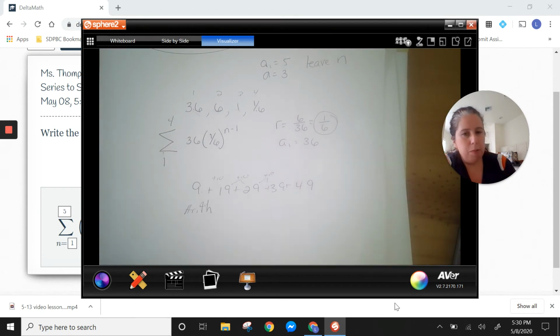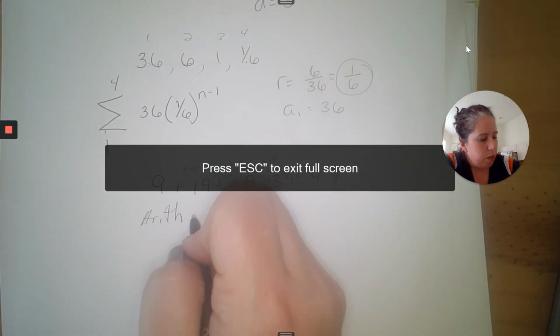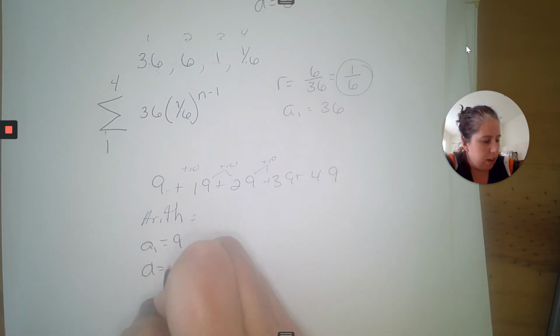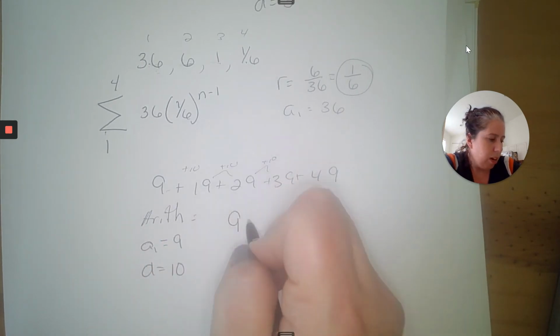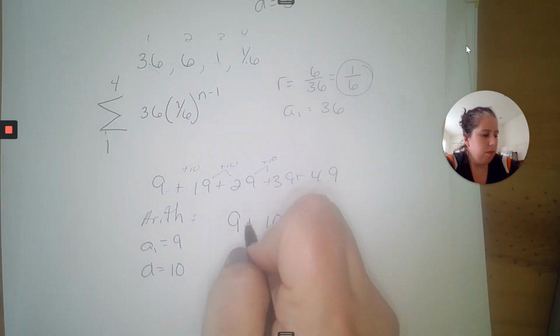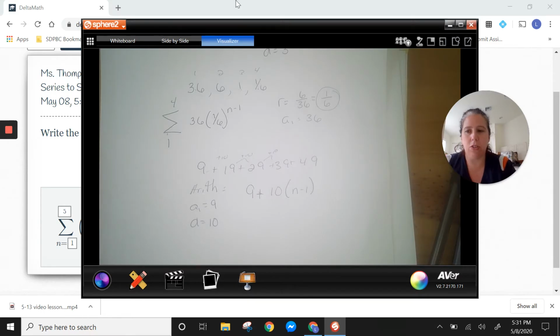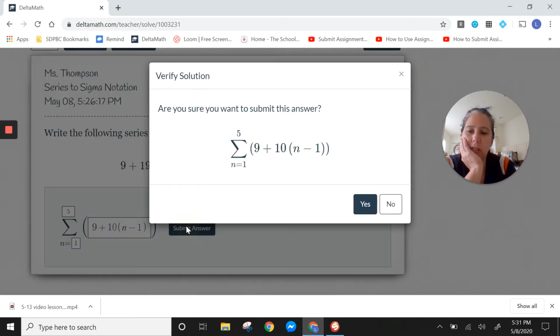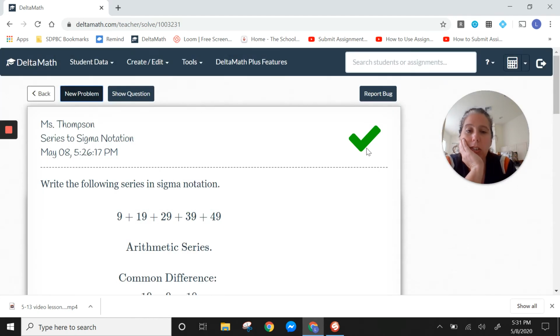Let me make this bigger. So we're going to do A1. A1 was 9, and D is 10. So we're just going to do 9 plus 10 times n minus 1. That's all, to show you that it works. So in here, we're going to go 9 plus 10 parentheses, n minus 1, close your parentheses. Submit my answer. Am I sure? Yes. Look, it says check mark.